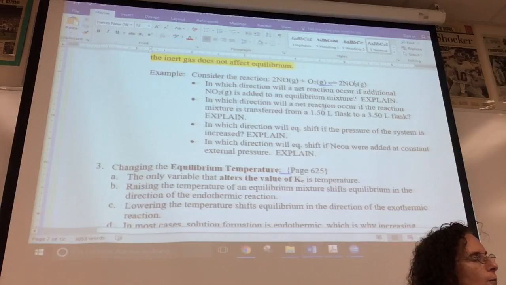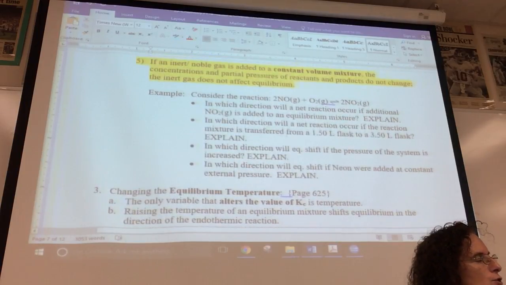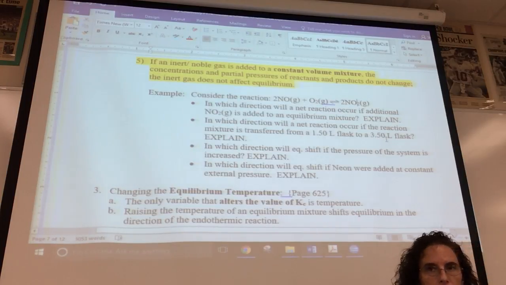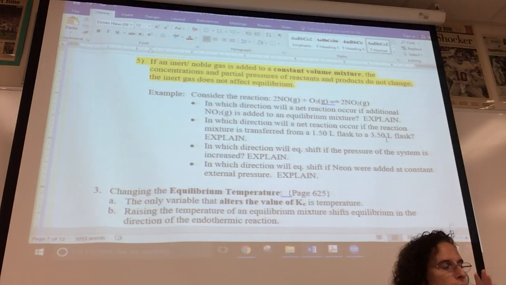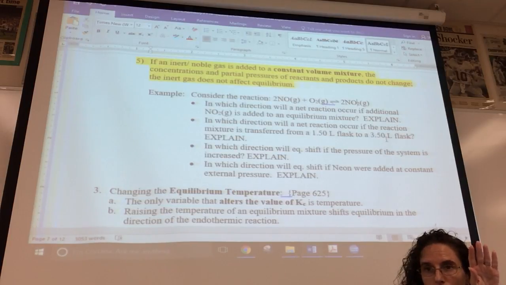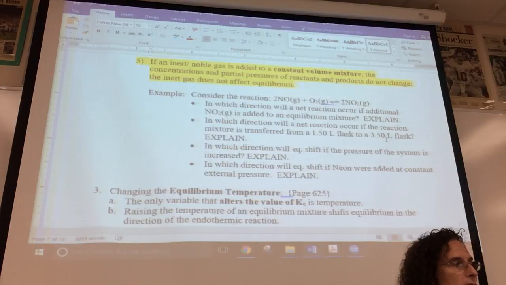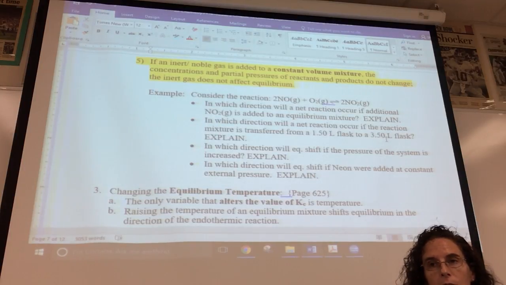In which direction will a net reaction occur if the reaction mixture is transferred from a 1.50 liter flask to a 3.50? So here's a situation where you're increasing volume. So you're going to shift to the side with the larger volume. So if you increase volume, you decrease pressure, right? So you're going to shift in the reverse direction because the volume of gaseous reactant, which is 3 mils, is greater than the volume of gaseous product, which would be 2 mils.